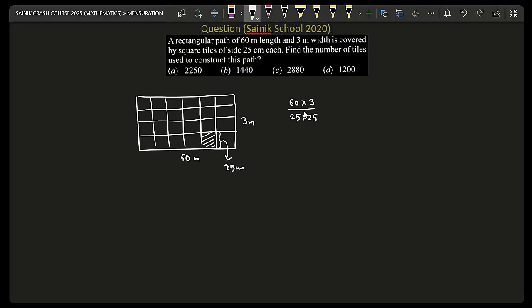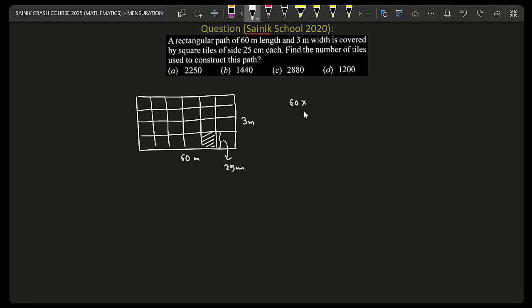Pranay, you're missing something. Upside there is meters. Why are you not taking care of the units? You must say, sir, they are meters, these are centimeters. We cannot do that. First, either you convert both of them into meters or you convert both of them into centimeters. Okay. So which one is easy for us? Meter to centimeter or centimeter to meter?